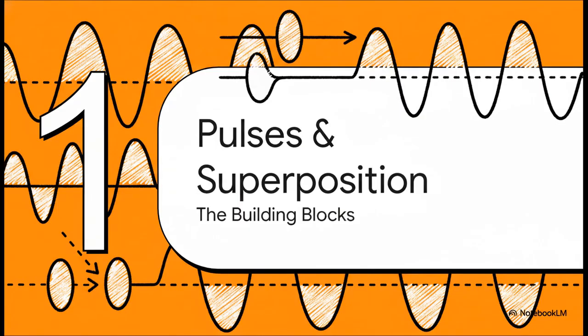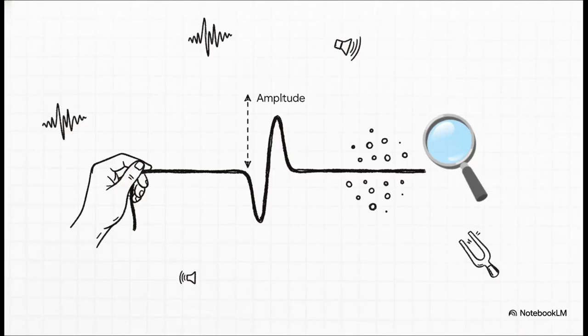Section 1, Pulses and Superposition, the building blocks. So before we can even talk about a wave, we have to start smaller. We need a pulse. A pulse is simply defined as a single disturbance in a medium. Just imagine you're holding a long piece of string and you give it one quick flick. That single ripple traveling down the string, that's your pulse.